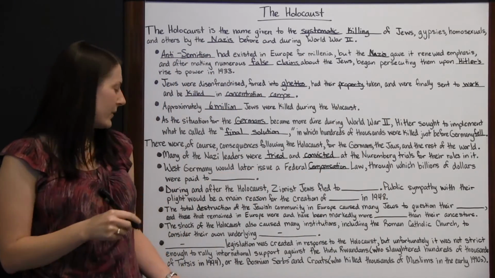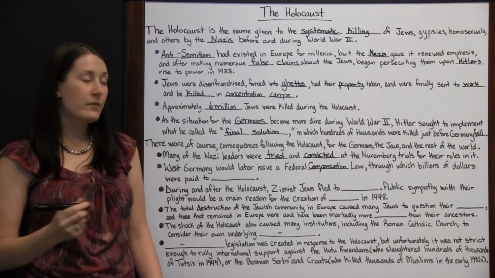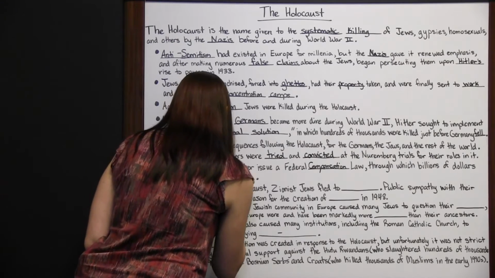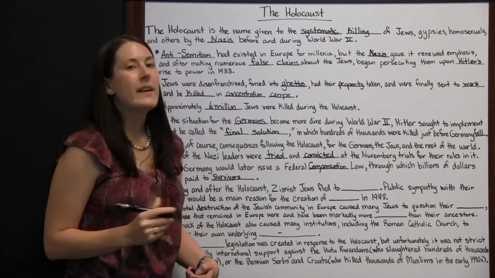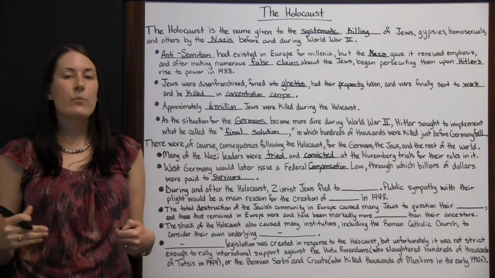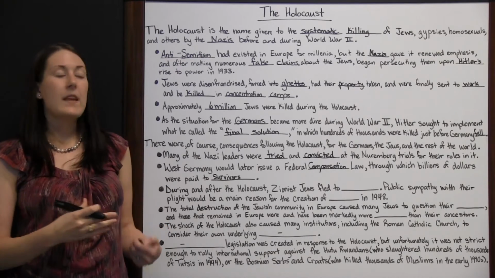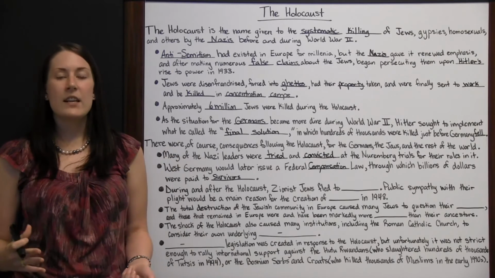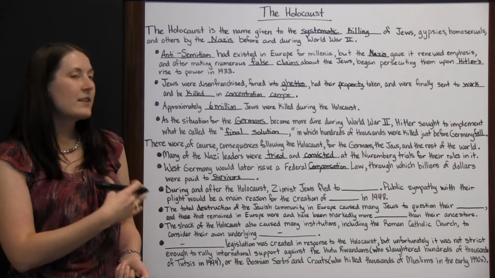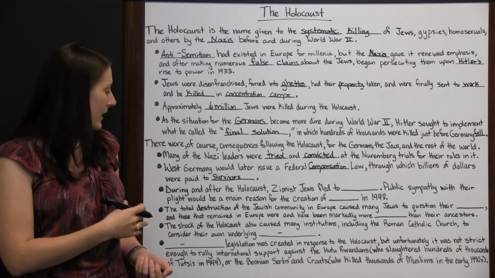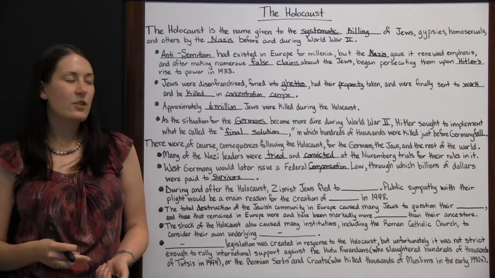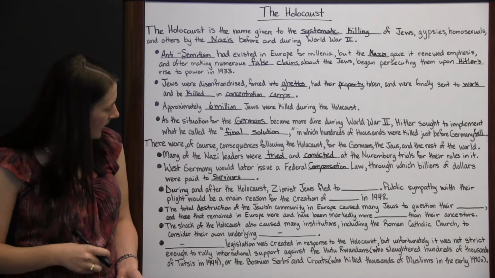which gave billions of dollars to survivors. So surviving Jews who had made it out of Germany or out of Europe, who had hid away long enough for the war to end and for the Nazi leaders to be dealt with so that they could come out and be free. These survivors were paid altogether billions of dollars through the federal compensation law in West Germany.